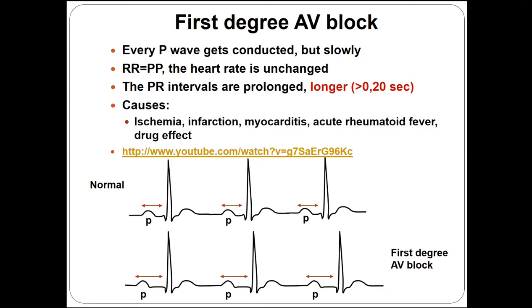Now, the PR interval is not constant. The PR interval depends on the heart rate. If you have a faster heart rate, your PR is shorter. If you have a slower heart rate, the PR is longer. If you are younger, the PR is shorter. If you are elderly, the PR is getting longer, but it should never be longer than 0.2 seconds. This is what you can remember, okay?